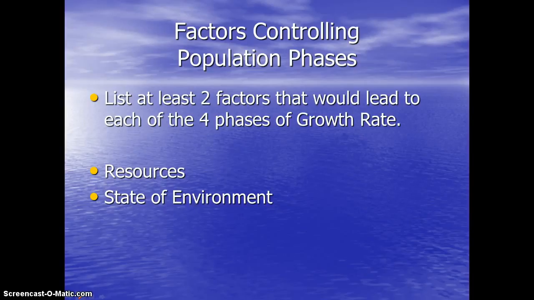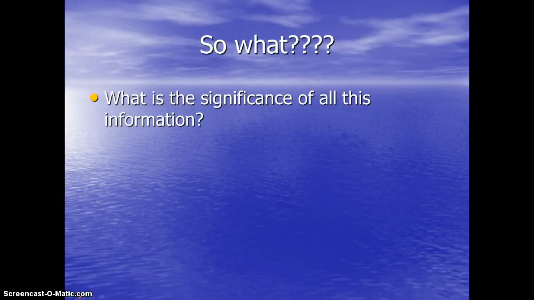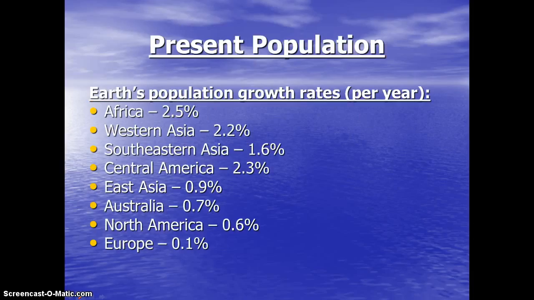The major factors that can do that are the amount of resources available and the type or the state of the environment that those populations are in. Now, why does this matter? If you look at just human population and the percentages of the amount of people per country and how it's growing, we are sitting at roughly 7 billion people on the planet.